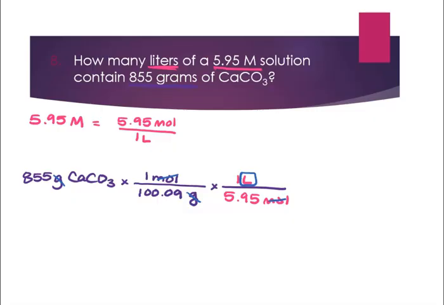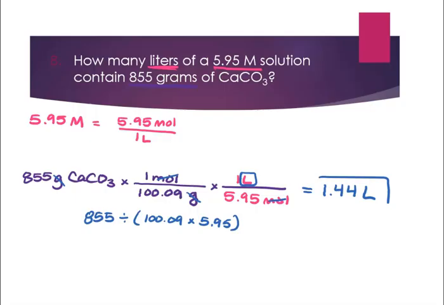When you put double things into your calculator like this, you want to make sure that when you hit the divide, you put this whole thing in parentheses. So it's going to be 100.09 times 5.95, but that whole thing has got to go into one set of parentheses, otherwise you will be getting the wrong answer. All right, so our answer here that you should get is 1.44 liters.